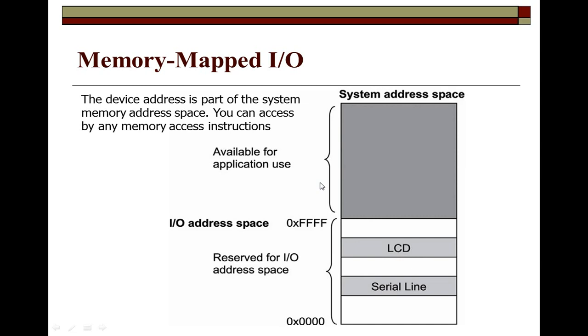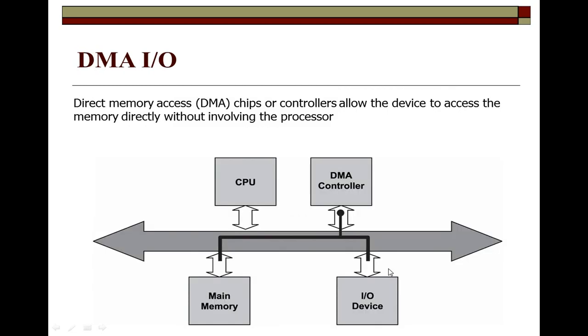Second, we are going to look at the memory mapped input output. This was the port map, and now this is the memory map. So the device address is part of the system memory address space. The device space, memory space, is part of the system. So you can access it with any memory instruction, so that it can give instructions to both. This is applicable for the application purpose, and this is used for the LCD display or the serial line, which is reserved for some particular application. This is memory mapped.